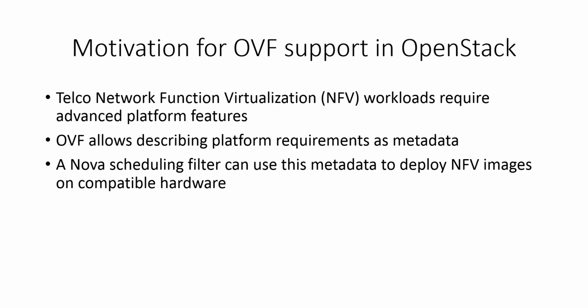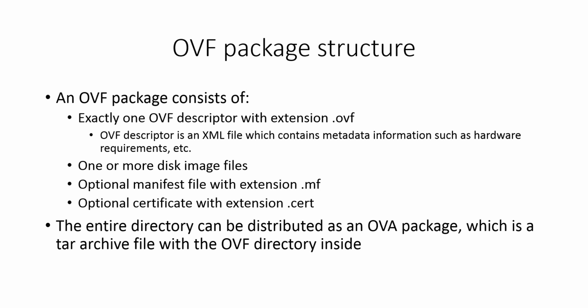An OVF package consists of several files placed inside one directory. The OVF descriptor is an XML file which describes the packaged VM images and contains all the relevant associated metadata. It also consists of one or more disk images and a few optional manifest and certificate files. The entire directory can be distributed as an OVA package, which is nothing but a tar archive with the OVF directory inside. Let me show you one such package now.